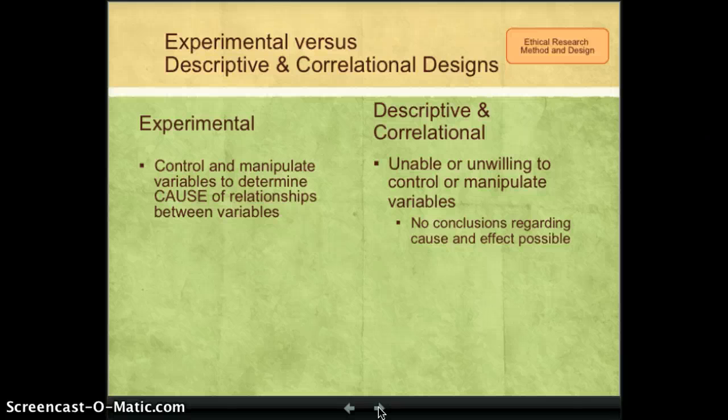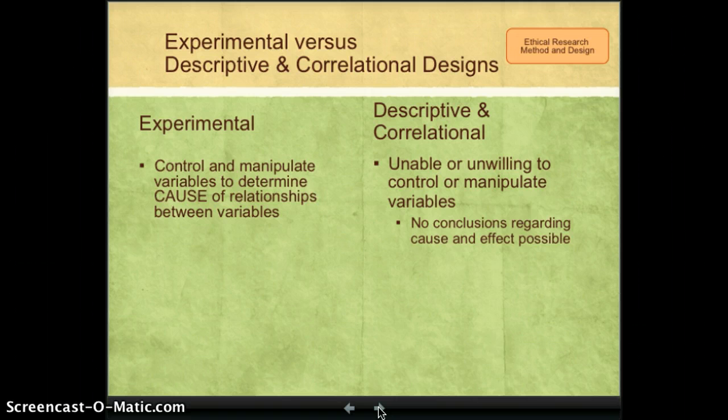The difference between descriptive and correlational designs and experimental designs has to do with control. In experimental research, the researcher exercises control over at least one of the variables. They manipulate this variable so that subjects get differing amounts or differing types of this particular variable. It's through this manipulation and control that we can begin to determine cause and effect relationships between variables.